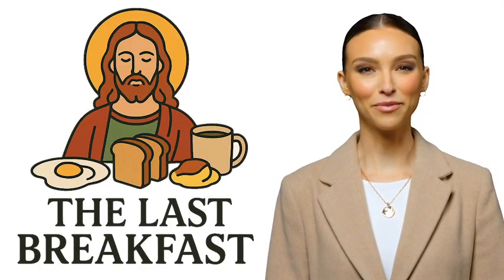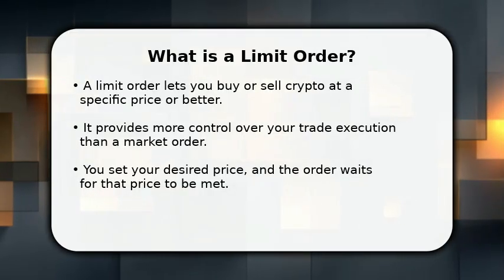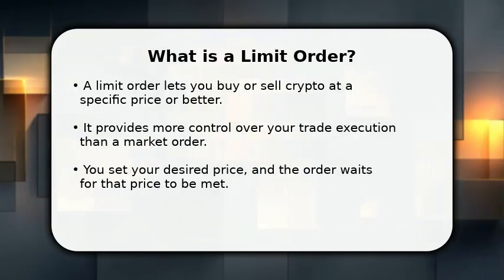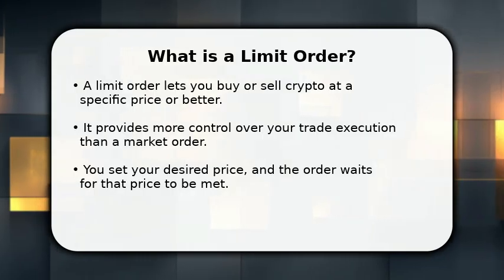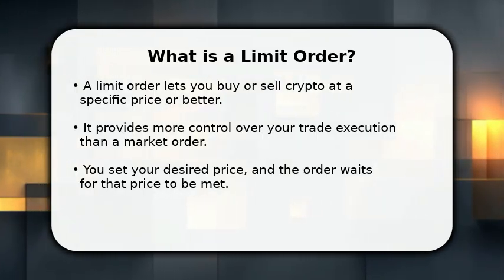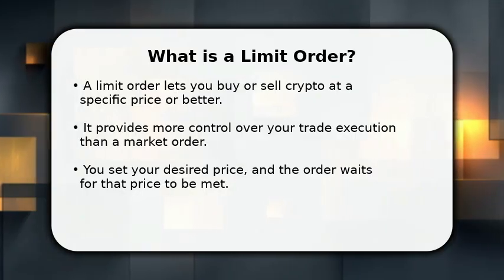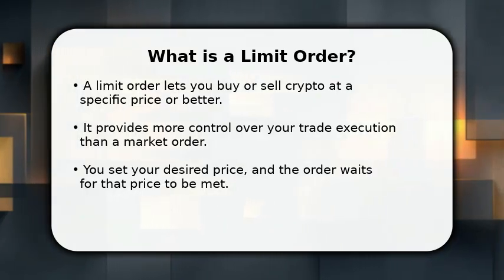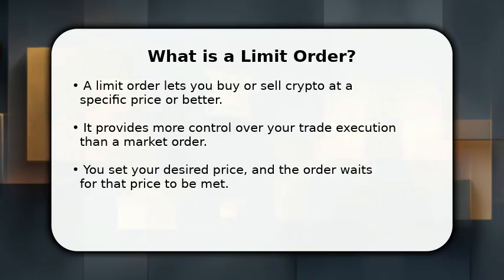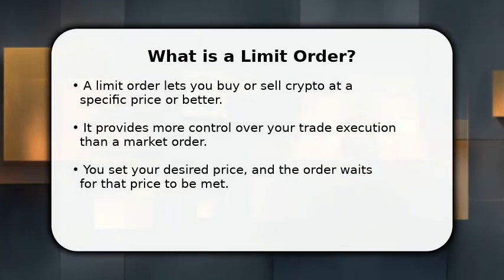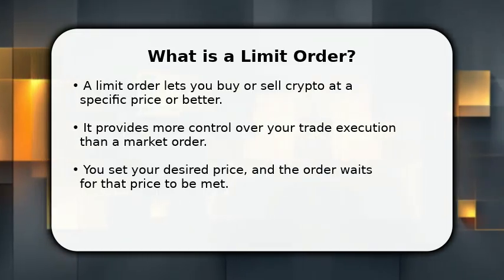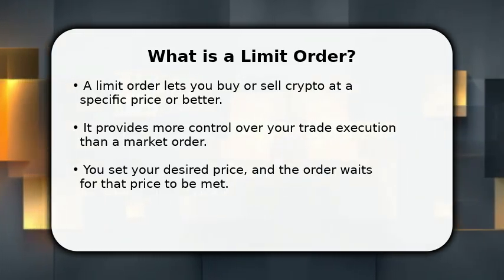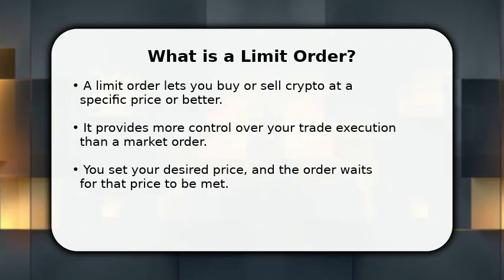In this video, I will explain how to use limit orders on Coinbase. A limit order allows you to buy or sell a cryptocurrency at a specific price you set, or better. Unlike a market order, which executes immediately at the current market price, a limit order waits for your desired price point. This gives you greater control over your trade execution, helping you achieve your target entry or exit price for assets like Bitcoin or Ethereum.